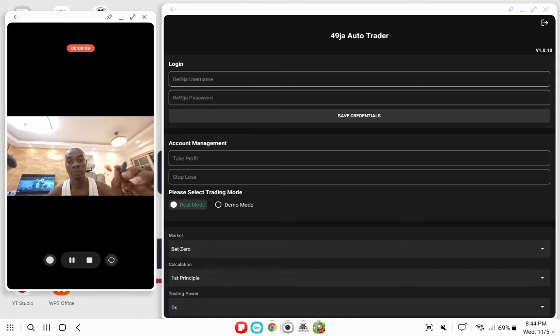Okay, so this is the latest version of it, version 1.0.10 on the auto trading app.